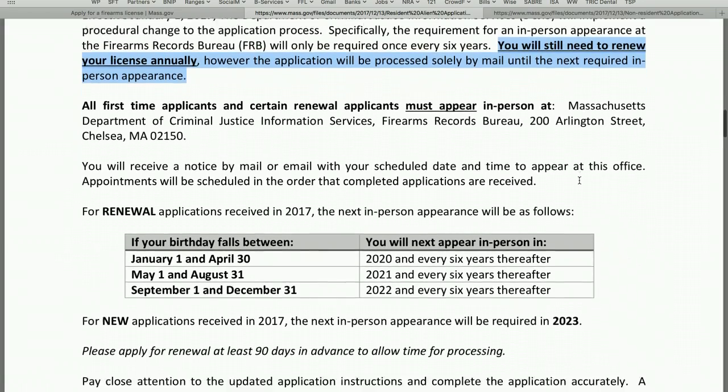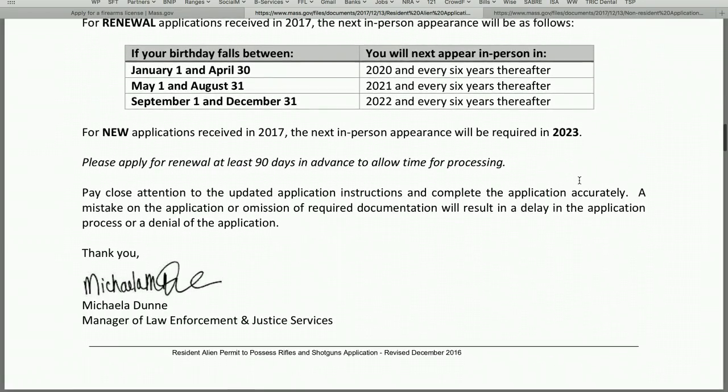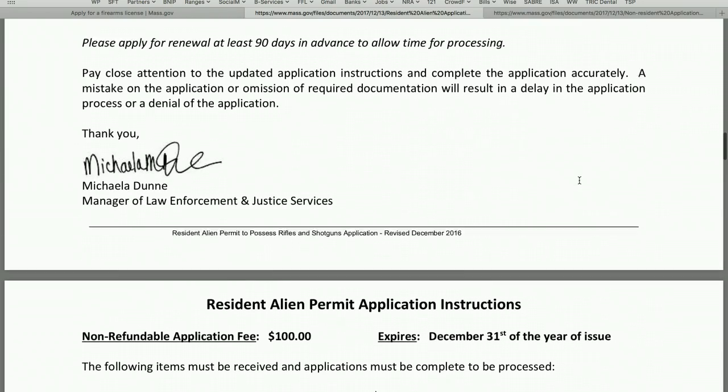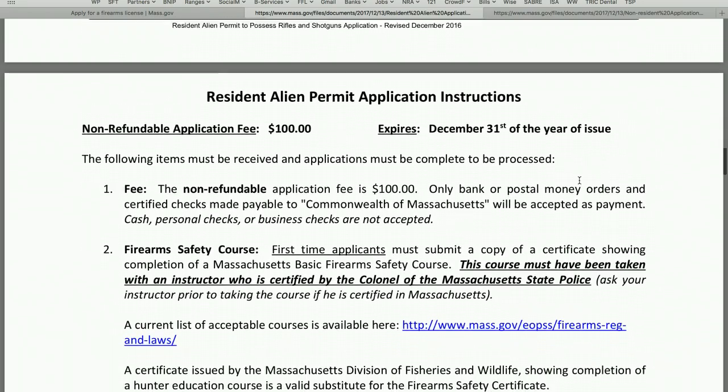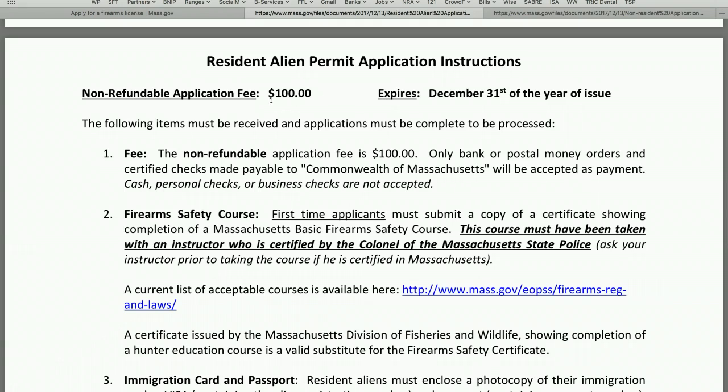So they say no. So resident alien is the same thing. You're paying $100 every year, and it expires December 31st of the year of the issue. So you just have to go and renew it every year.